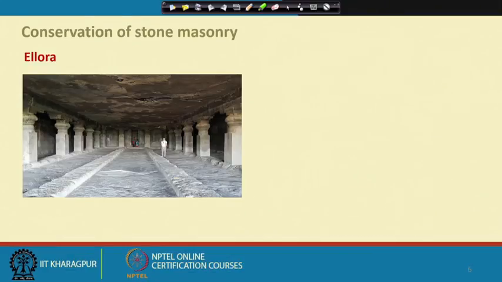There is a lot of tourist pressure, and other types of problems which are happening. I think it is a continuous process, and ASI is taking care of that, and as you know that is a World Heritage Site, a very important part. Let us talk about Ellora.